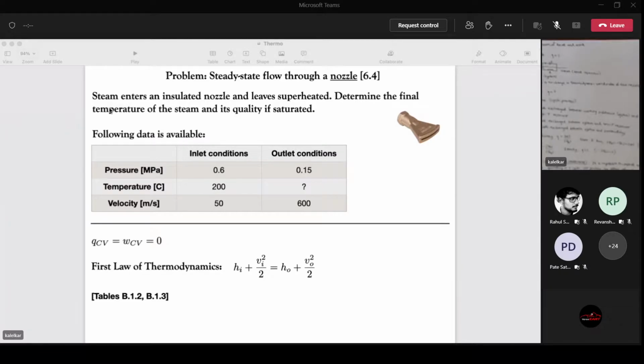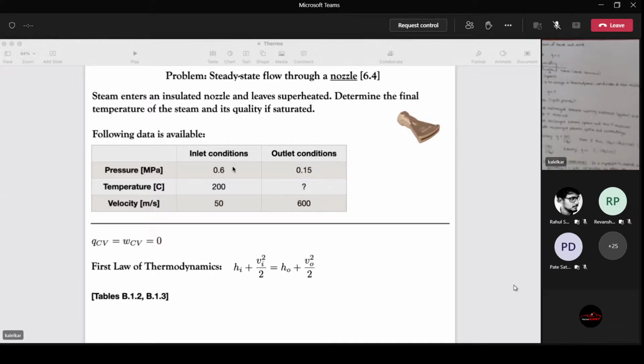And okay, let's see the statement. Again, I have condensed the statement of the problem. Steam enters an insulated nozzle and leaves superheated. Determine the final temperature of the steam and its quality if saturated. And the following data is given to you: pressure, temperature, and velocity.